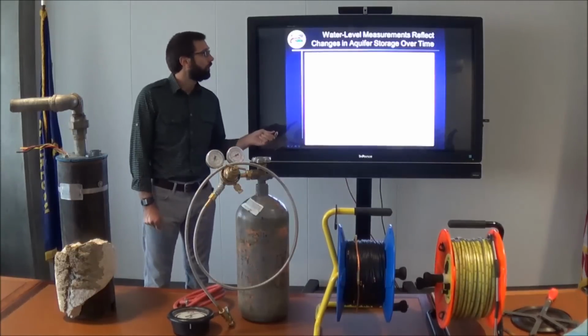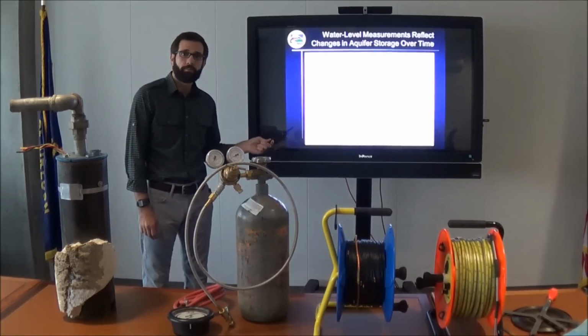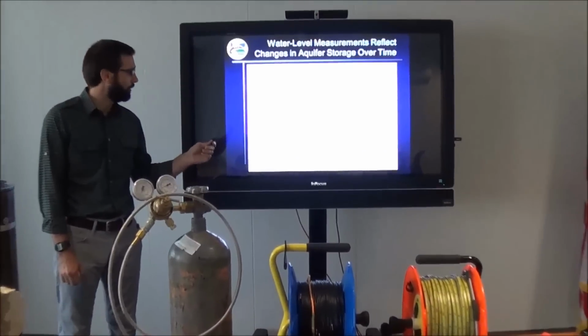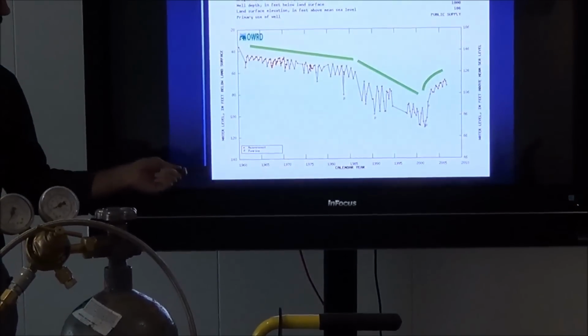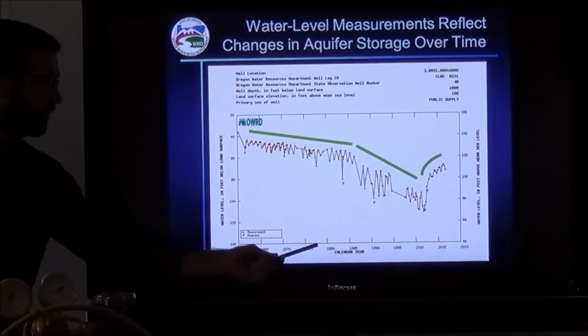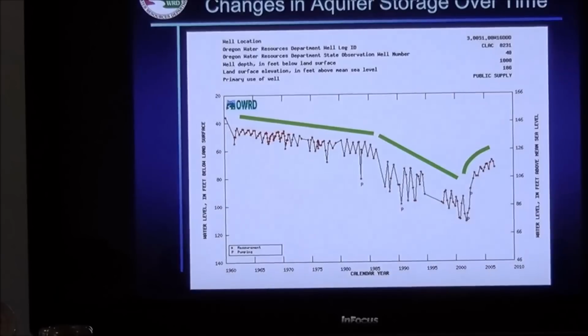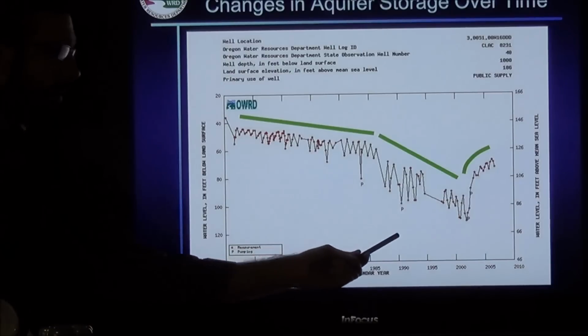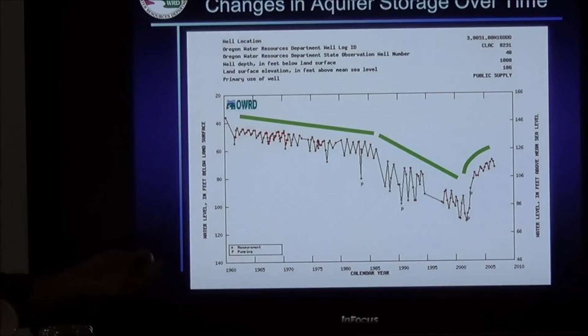Here's an example of changes in aquifer storage over time. This is a well just outside of Wilsonville. And what we can see here is that there's a decline from 1960 to about 2002 in water level. So water levels are going down. That's in response to municipal pumping by the city of Wilsonville. In about 2002, the city stopped pumping its wells and started getting its municipal water from the Willamette River. So what we see in response to that then is a rise in water levels, an increase in storage. And water levels to this day are still responding to that reduction in pumping by the city.